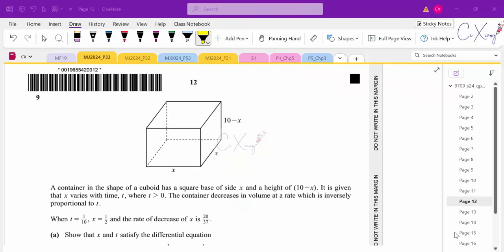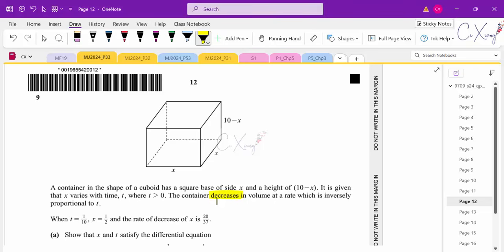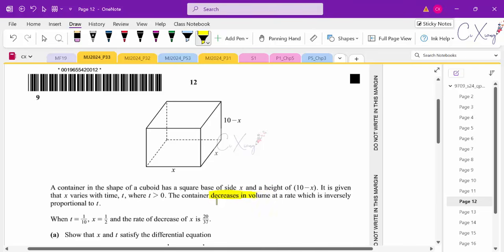Okay, so we are at question number 9 now. There's a container in the shape of a cuboid. It has a square base of side x. I think the diagram shows very clearly the height is 10 minus x. It is given that x varies with time t, where t is greater than 0. The container decrease. Highlight the word decrease. Decrease means that when you want to put anything in the equation, very likely you have to include the negative sign. Decrease in volume at the rate.